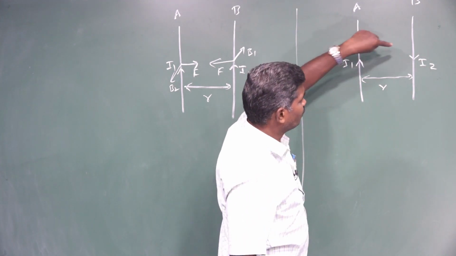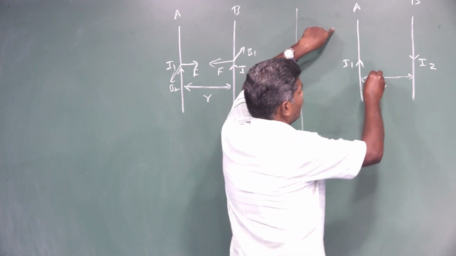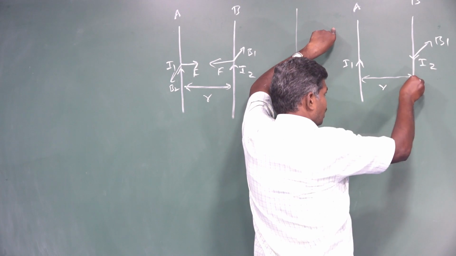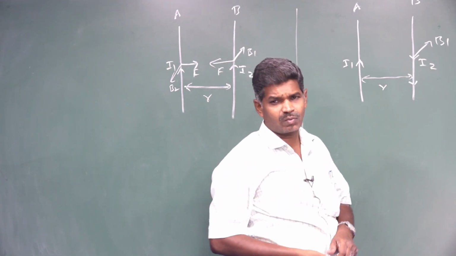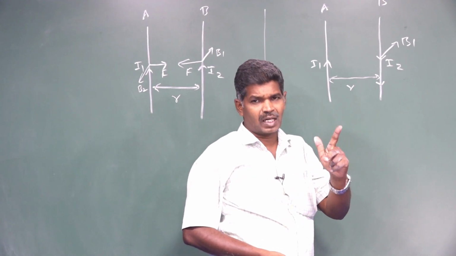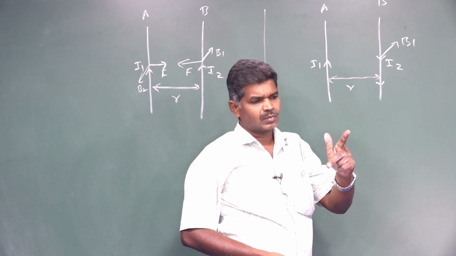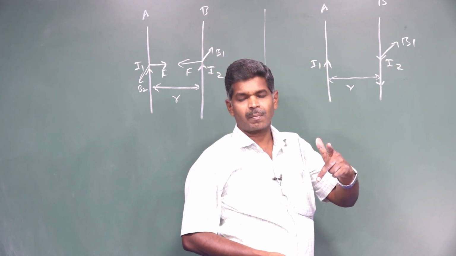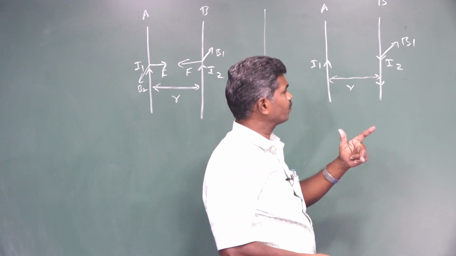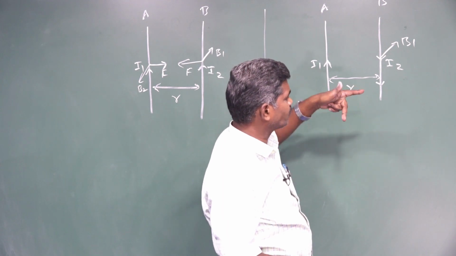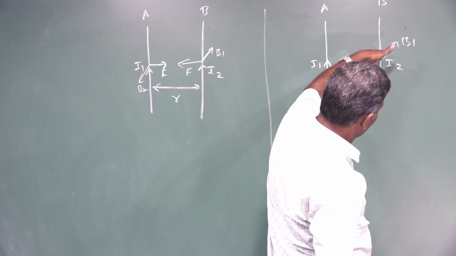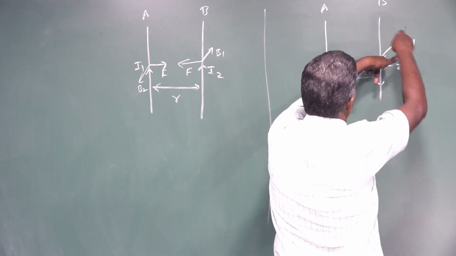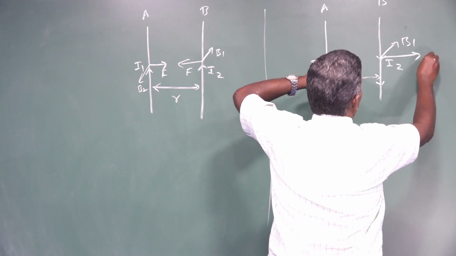Now, this conductor produces a magnetic field at this point, and the magnetic field is in the inward direction. But the current is in the downward direction. Based on Fleming's left hand rule we can find the direction of the force. In the left hand, the first three fingers are taken. Four fingers show the direction of the magnetic field, the mid finger shows the direction of the current, and the thumb shows the direction of the force. Here the current is downward and the magnetic field is inward, so it experiences a force in the outward direction.